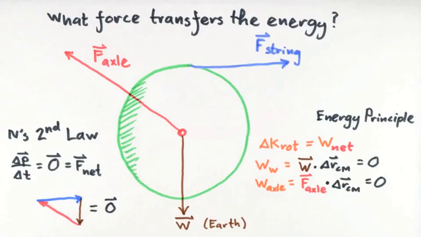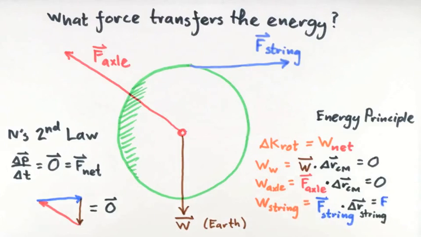However, the pulling force acting on the string acts through a displacement that, in magnitude, is equal to the 1.8 meter length of the string that unwraps from the disk. So this pulling force, which acts parallel to the string, does non-zero work that is equal to the magnitude of the force times the magnitude of the displacement, which we symbolize with the letter D.